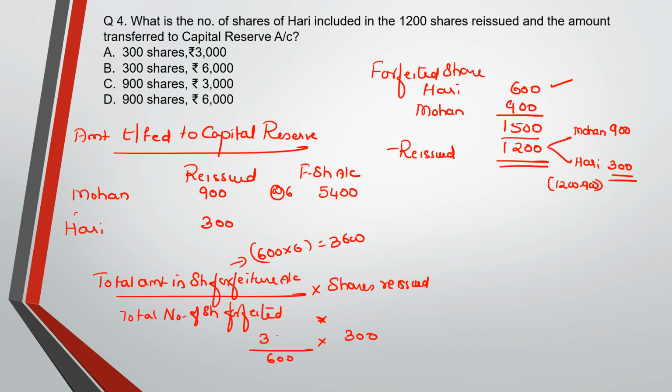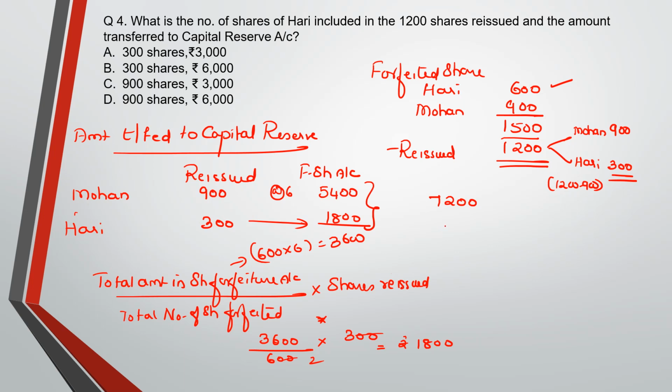So, we take it here, that is the amount which is credited. Find the proportionate amount, it comes to 1,800. So, in respect of this 300 shares, we have 1,800. We'll total these two together, it comes to 7,200.